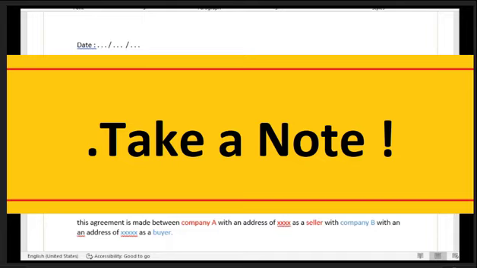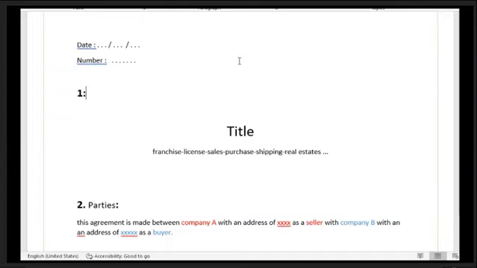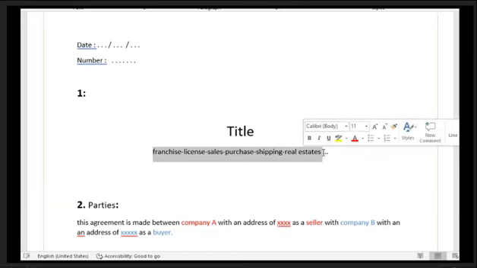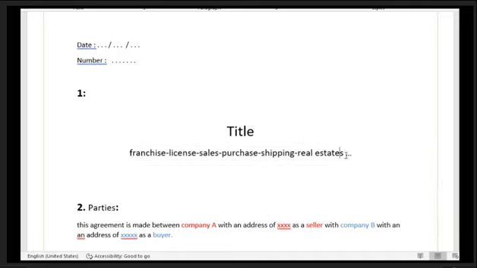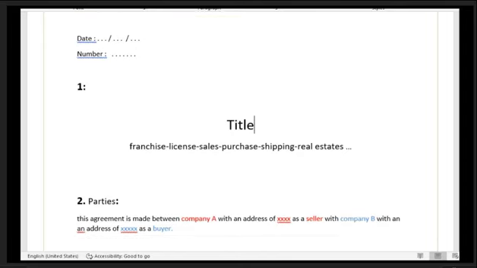First of all, pay attention to the date section. All contracts should be issued with a date and unique number. In the future and following levels, you need to refer to this paper, so it is better to mark it with the date and unique number.